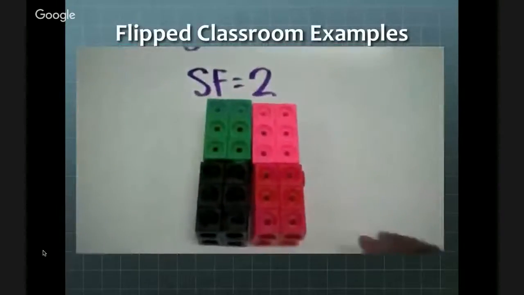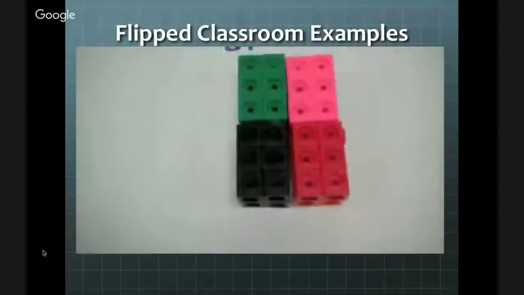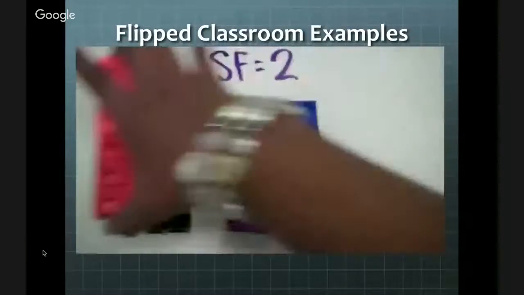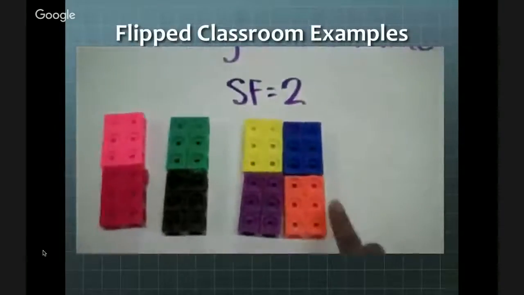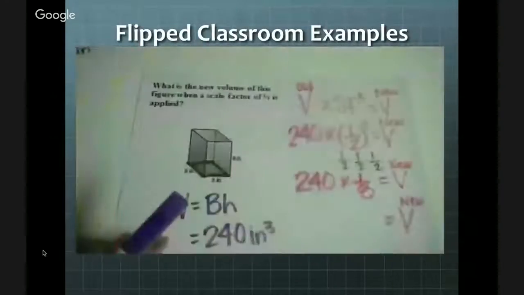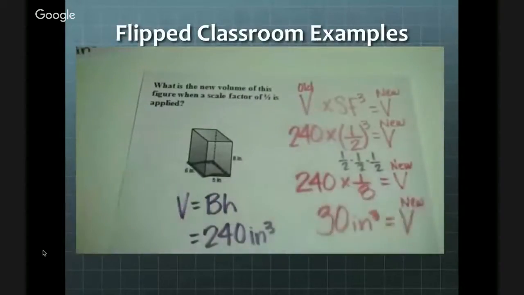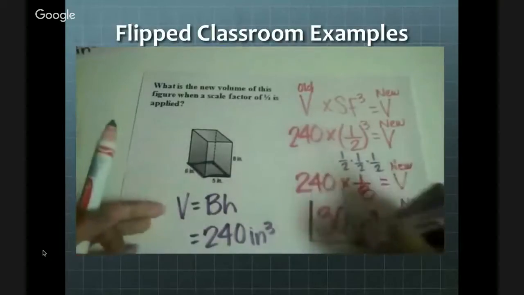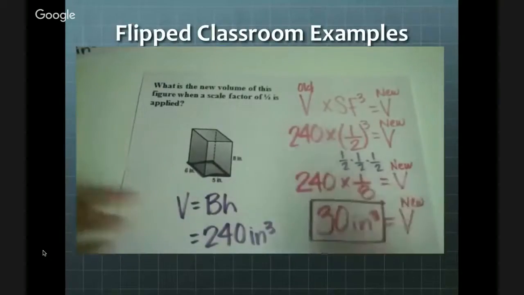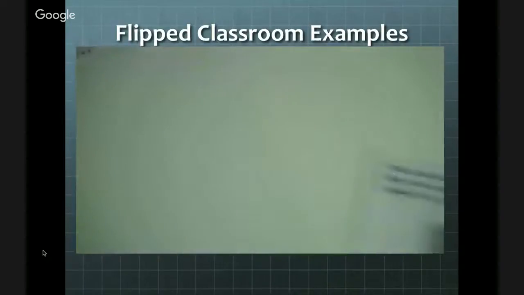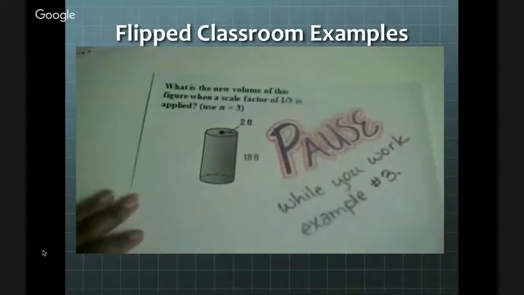So I can tell just by looking at this simple example that my volume did not just get 2 times larger. But if I break it apart, it looks like my volume actually got 8 times larger. It's 8 times larger than my original figure. A new volume of 30 inches cubed. If those examples went smooth for you, I want you to go ahead and move on to example number 3. If not, make sure that you take some responsibility, rewind if you need to, watch those parts again. We're going to go ahead, pause the video now while you work example number 3.